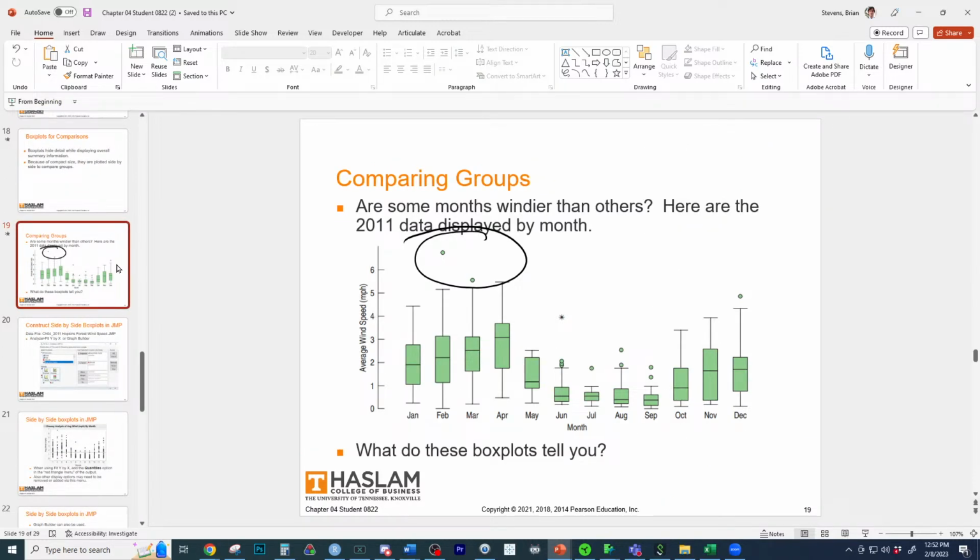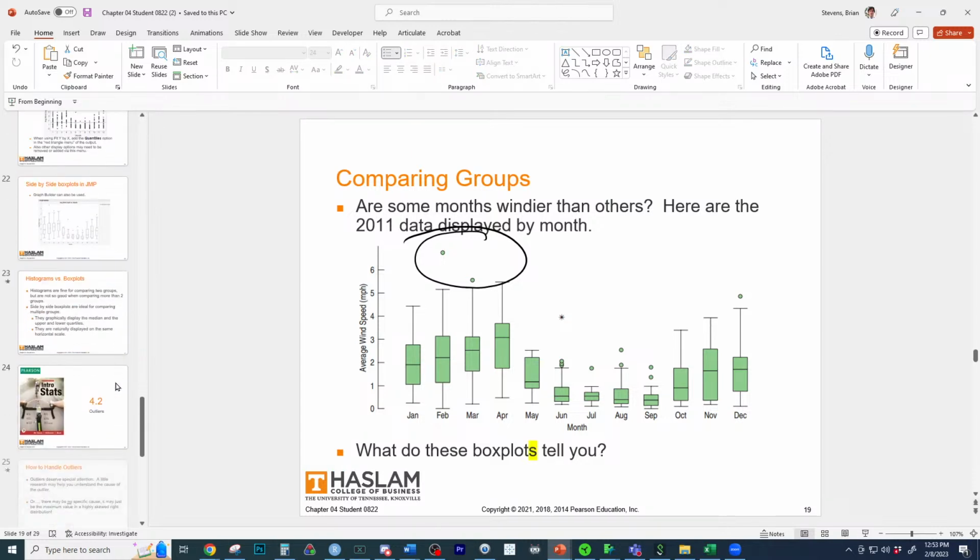Multiple box plots can be used to compare multiple distributions. Box plots are ideal for comparing multiple distributions. If you see they're not ideal, that's false. I think that's got it.